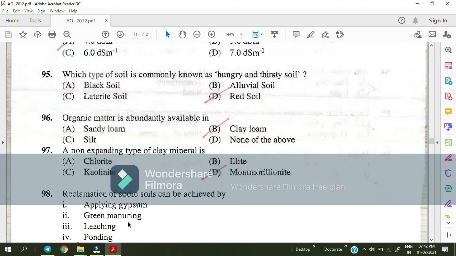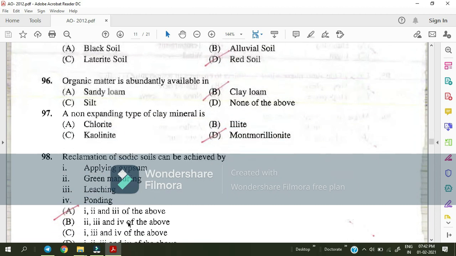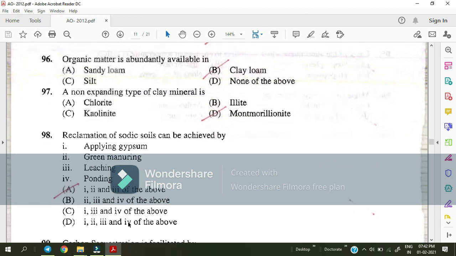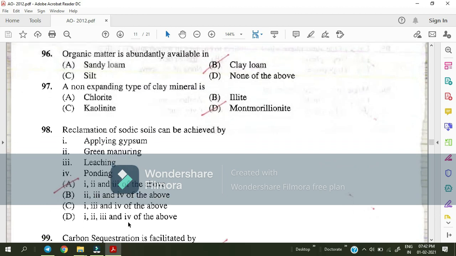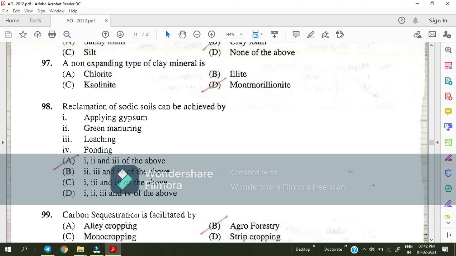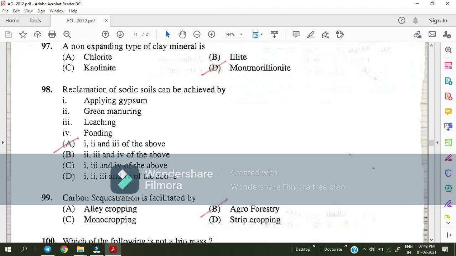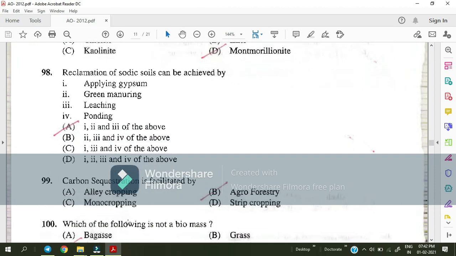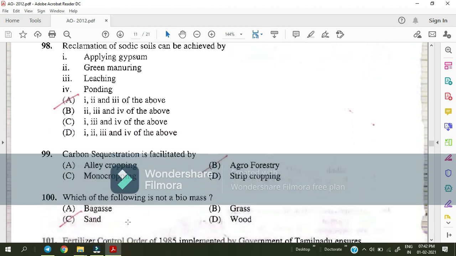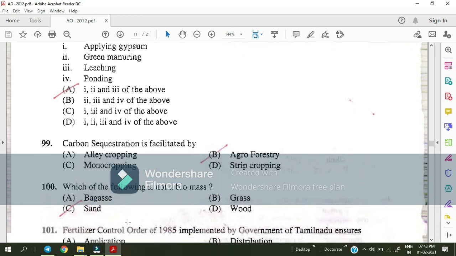97th question, non-expanding type of clay mineral is montmorillonite. Montmorillonite is found in black soil. In red soil, kaolinite is found. 98th question, reclamation of sodic soils can be achieved by applying gypsum, green manuring, leaching. Sodic soils can be controlled through all these three processes. 99th question, carbon sequestration is facilitated by agroforestry. 100th question, which of the following is not a biomass? Sand. Thank you.